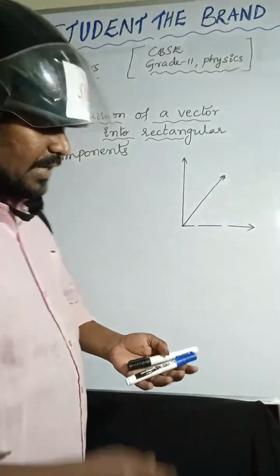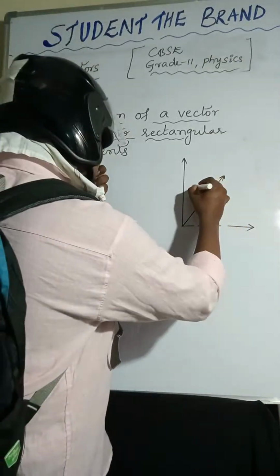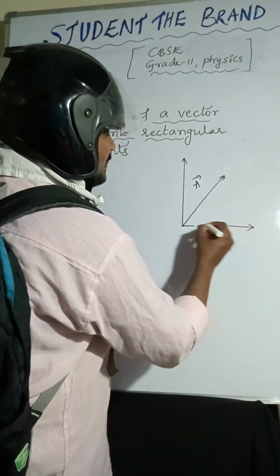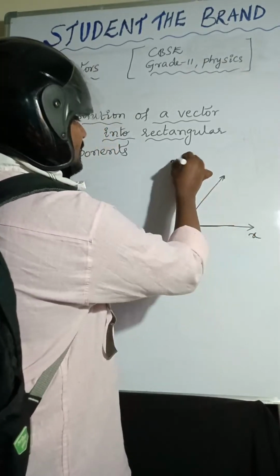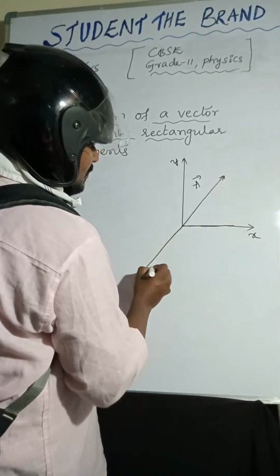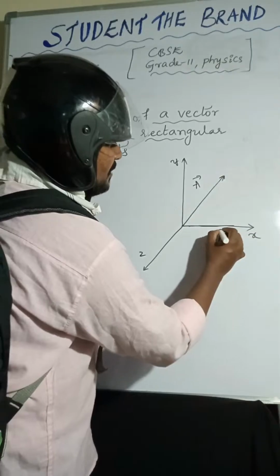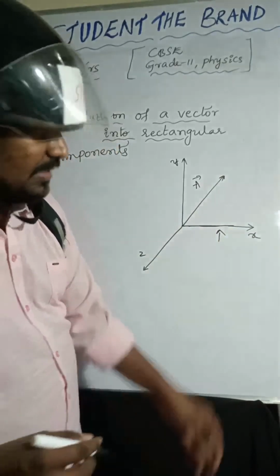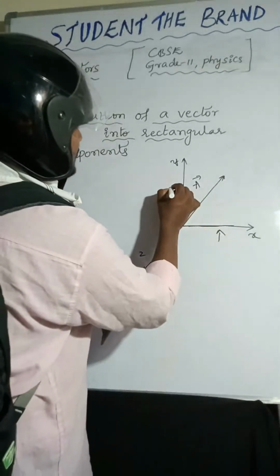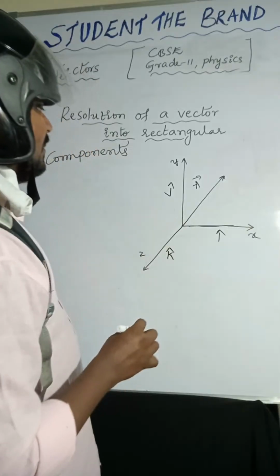So A bar I am considering here, this A bar, with the x-axis, y-axis and z-axis. Okay, the z-axis I am taking. Along the x-axis, i cap I am considering. Along the y-axis, j cap. Along the z-axis, k cap I am considering here.